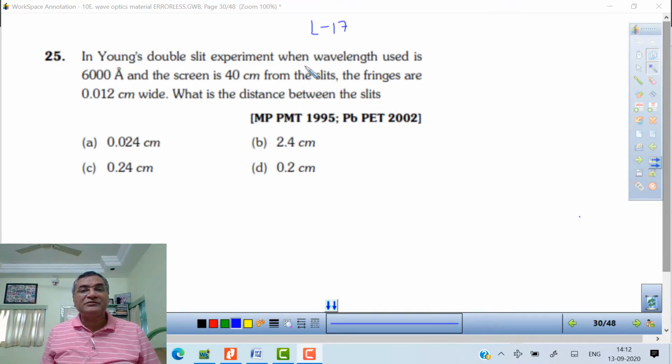In Young's double slit experiment, when the wavelength used is 6000 angstrom and the screen is 40 centimeter from the slit, the fringes are 0.012 centimeter wide. What is the distance between the slits?